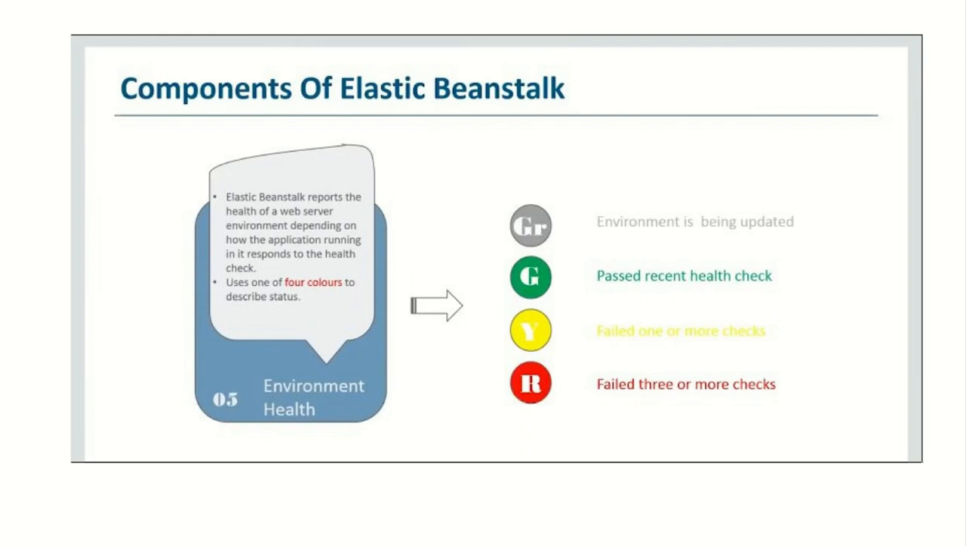Then we have green, which means that our environment has passed the recent health check. Then we have yellow, which means that our environment has failed one or more checks, and red means it has failed three or more health checks.